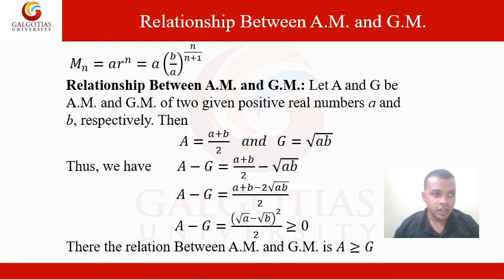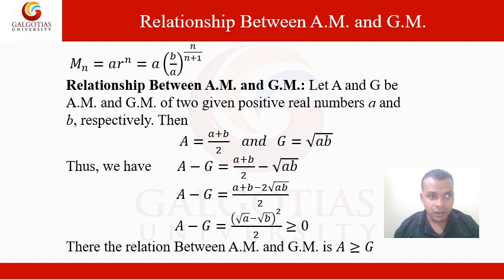Since you know that mn was the nth term inserted between a and b, what is the position of this mn? The position of this mn was n plus 1. So by the definition of the nth term of a geometric progression, you can apply a into r to the power n plus 1 minus 1. So it is going to be ar to the power n. You can put the value of r here, so it is a times (b by a) to the power n by n plus 1.